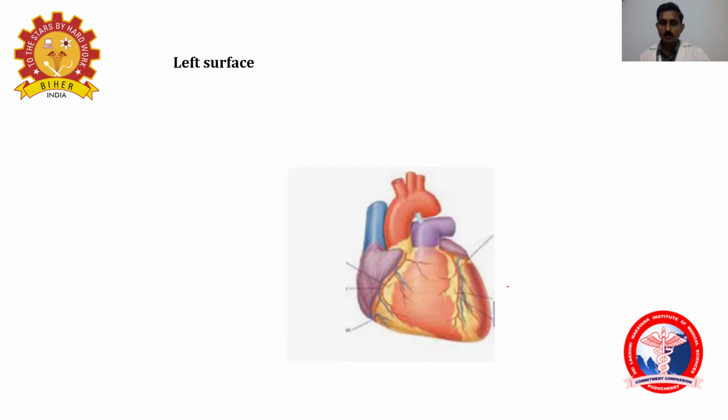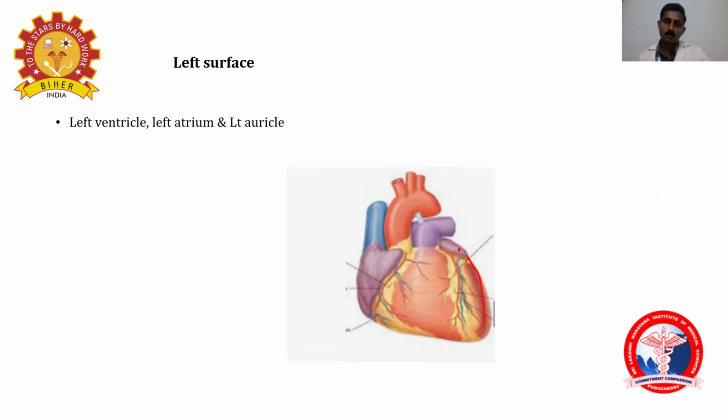Well, to recollect, what are the structures we have seen till now? Apex of the heart, base of the heart, sternocostal surface, and inferior diaphragmatic surface, and the chambers related to each surface. Now, there is one more small surface that is called the left surface. So, this surface, which is present here, this is called the left surface.